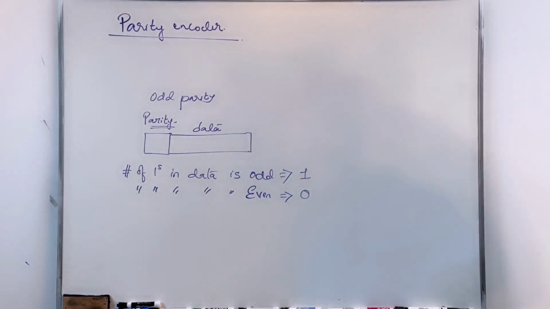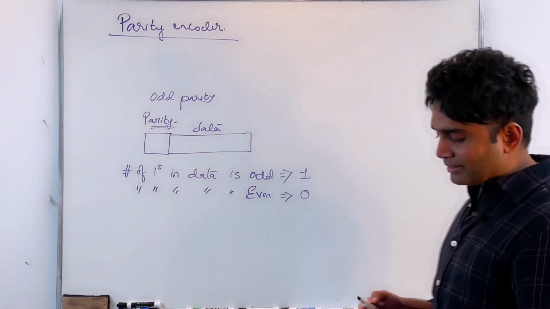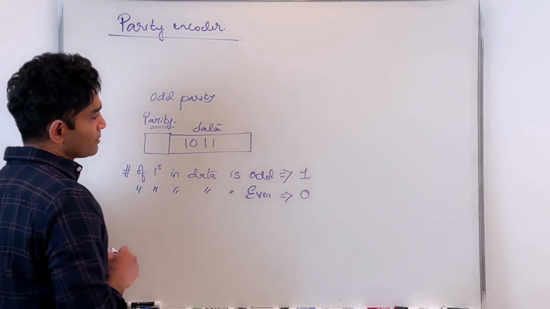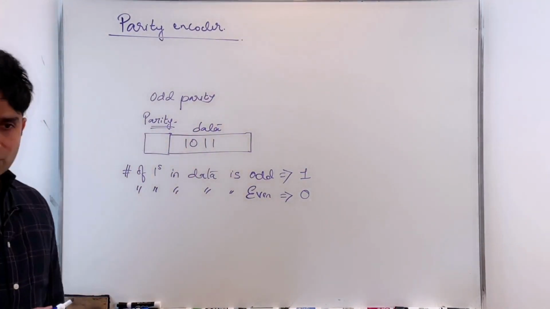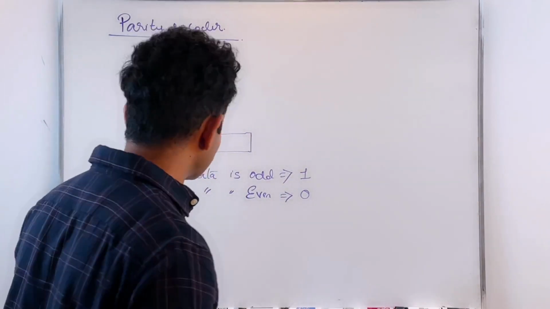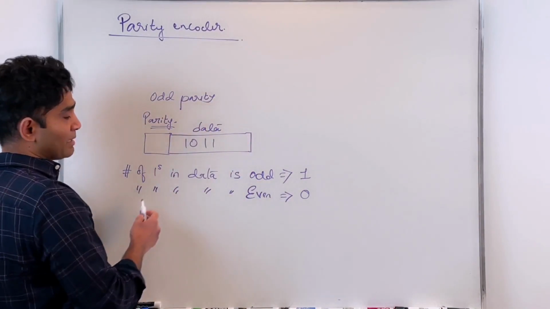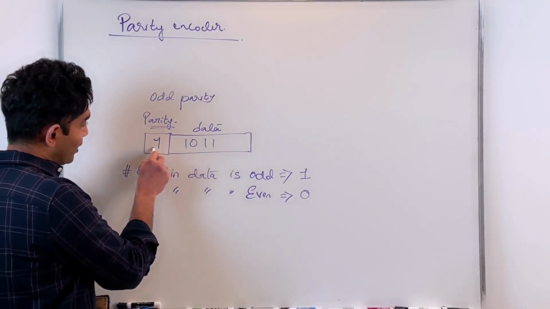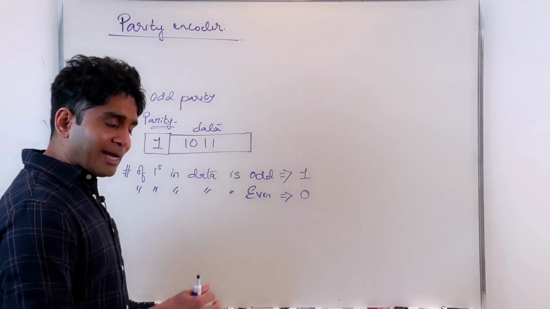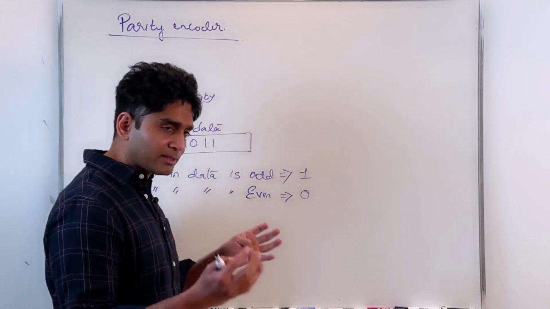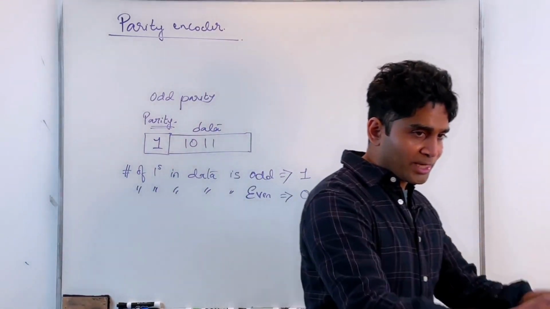So if I'm trying to send 1011 through my communication channel, a 4-bit data, I see that the number of ones is 3, so that's an odd number of ones. I would add a 1 in my parity bit location, and I will send this entire data as a single data packet over the communication channel to the receiver.